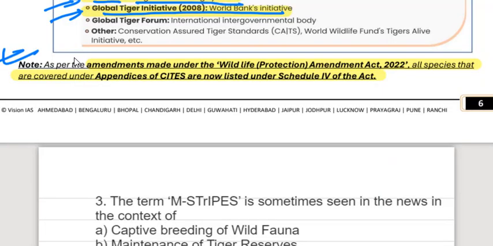Not too important. Here it is done well, it is added in the note that an amendment was made under the Wildlife Protection Amendment Act 2022. All species that are covered under the appendices of CITES are now listed under Schedule 4 of the Act. What is CITES here? CITES is actually the Convention on International Trade in Endangered Species of Wild Fauna and Flora. It is an agreement between governments to regulate or ban international trade of endangered species. So, all these came under this Wildlife Protection Amendment Act.